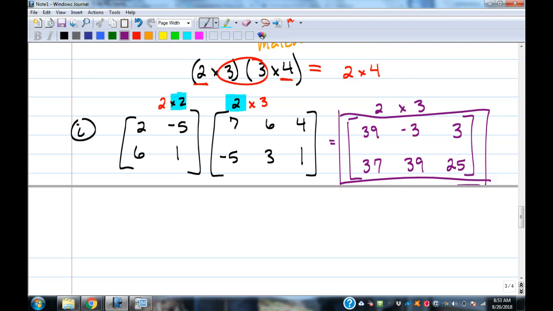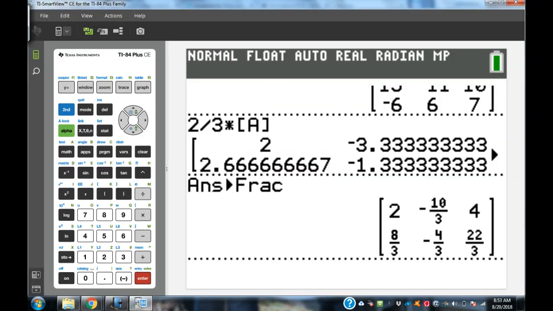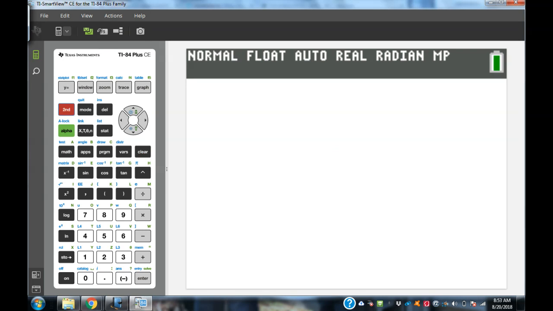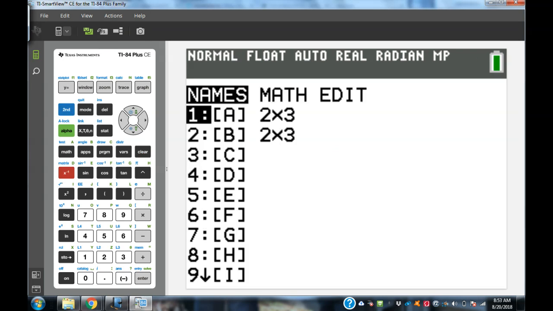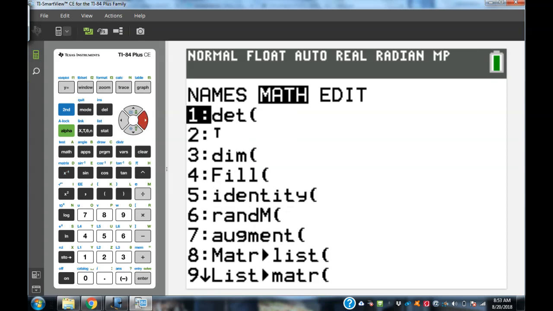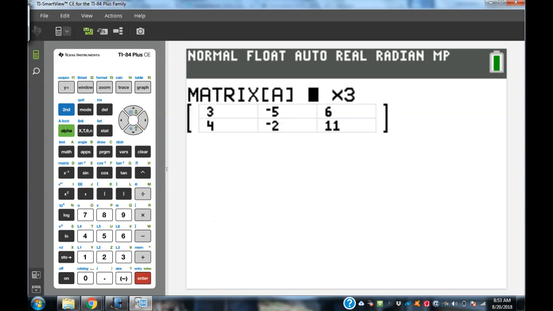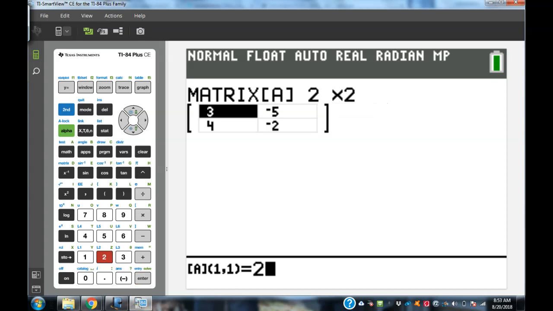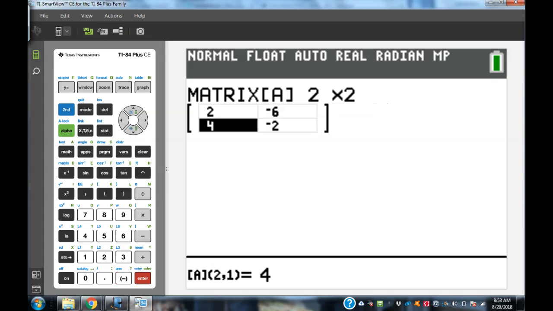To do that, you're going to put those matrices into your calculator. Let's go through that one more time. Second matrix. We're going to put a new one in. Where do we have to go? Edit. So we're going to put those same two that we just wrote down in here. That's a 2 by 2 for the left one. 2, -5, 6, 1. That's matrix A. That's where I put that.